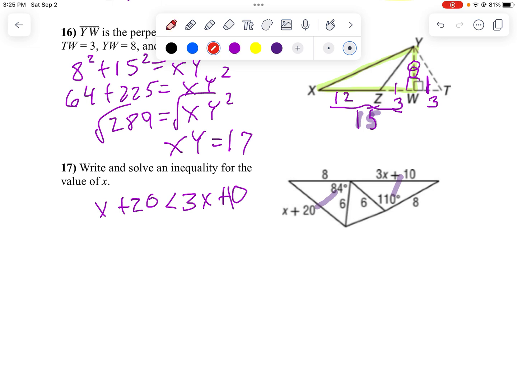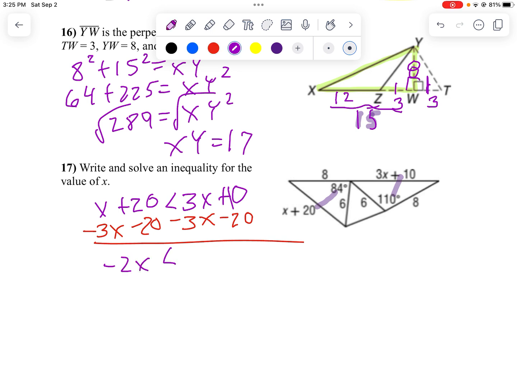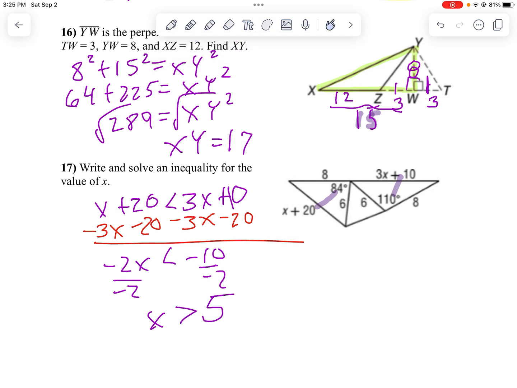Now we're just going to solve that inequality. Minus 3x from both sides and minus 20 from both sides. We get negative 2x is less than 90. Oh, try that again. That's not 90, that's a 10. Sorry about that. Negative 10. So I divide both sides by negative 2. X is greater than 5 is what we should have for that question.